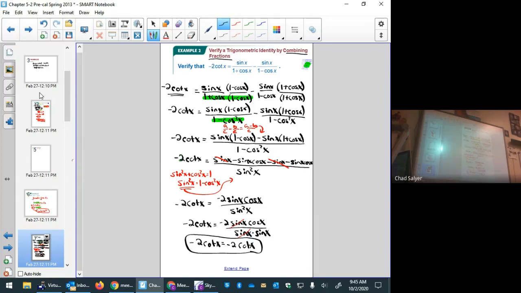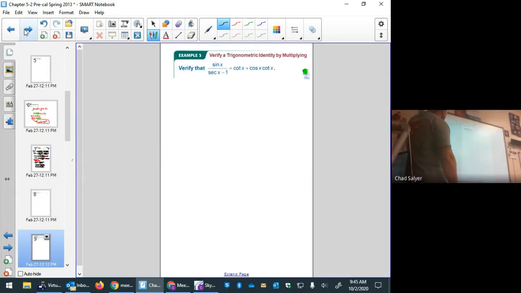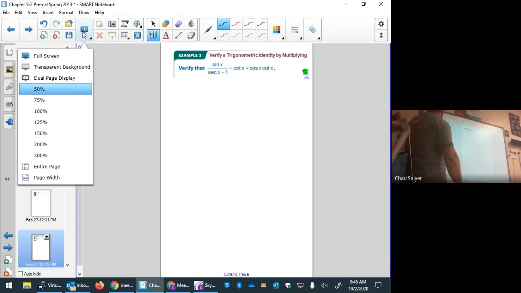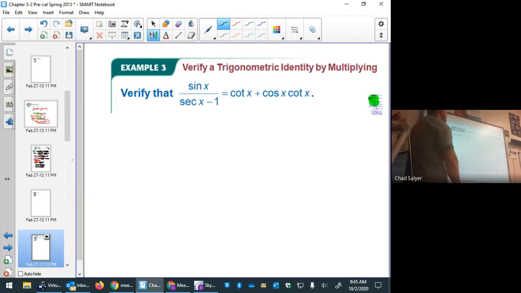Okay. So let's move on to example 3, which is verifying by multiplying. What they mean by that is, you see how this denominator is, if I multiply it by its conjugate, it'll be a Pythagorean kind of a deal.